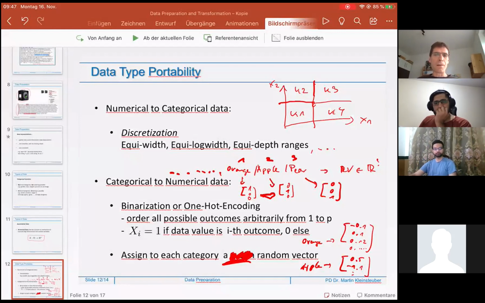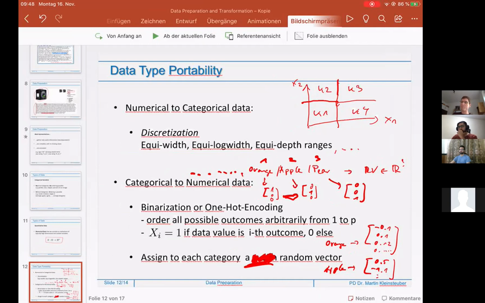We'll have a look at that later on. If we have more categories that we want to map into numerical data, one approach is the so-called one-hot encoding, where we take a vector that has the same length as the number of categories, or classes, that we have. We order all possible outcomes arbitrarily from 1 to the number of outcomes, and we say that the ith component is 1 if the data value is the ith outcome, and 0 otherwise. Another idea that has some advantages is to assign to each category a random vector in some fixed dimension. So that could also be possible, right? Just randomly choose a vector in a dimension that is large enough and assign to each class this vector.